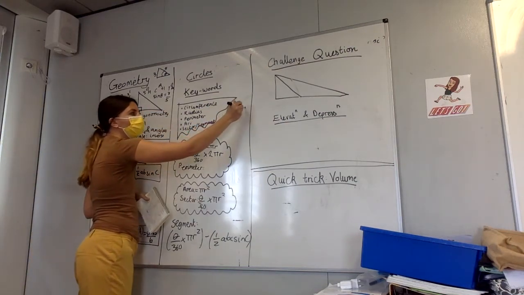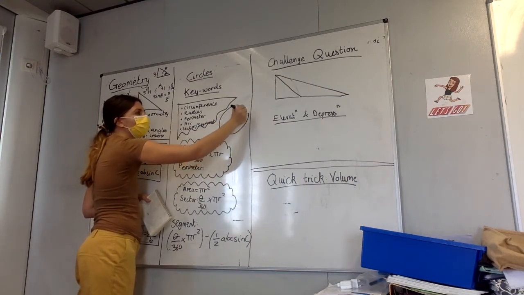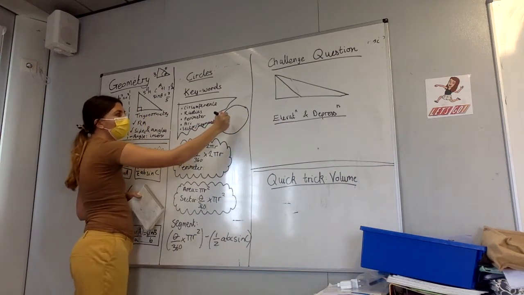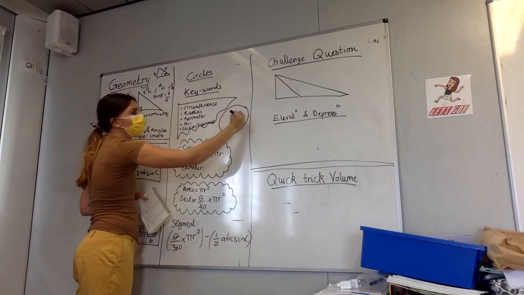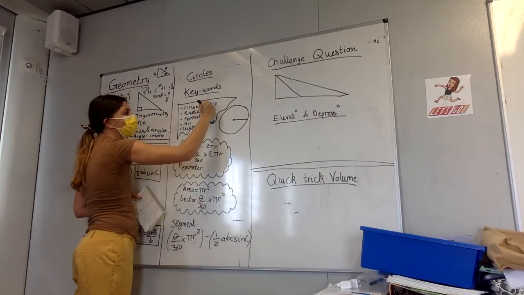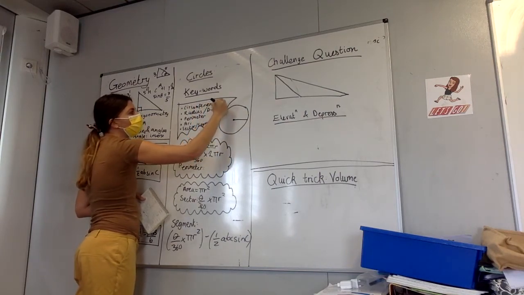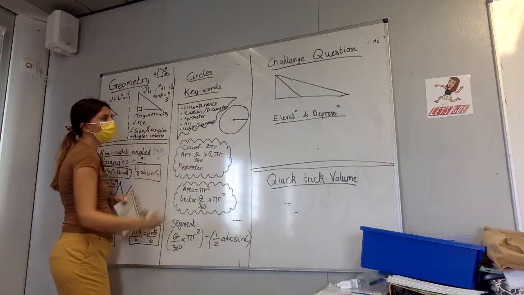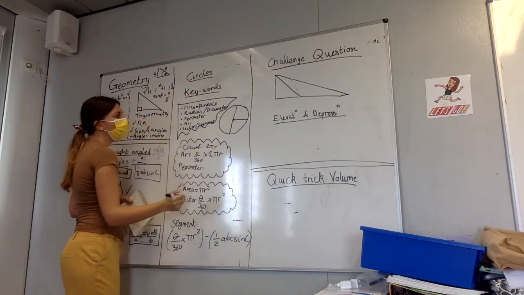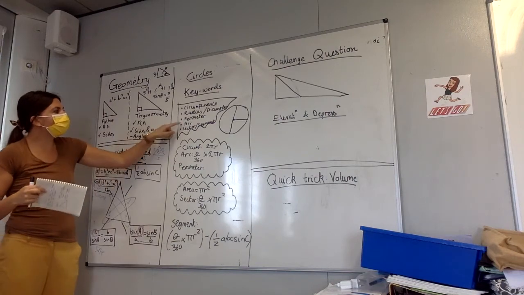We have a circle. The distance around the outside is called the circumference. The radius is from the centre to the outside. The diameter is what, Sarah? The whole thing, across the whole thing. Yep. Now, there are some different words here.